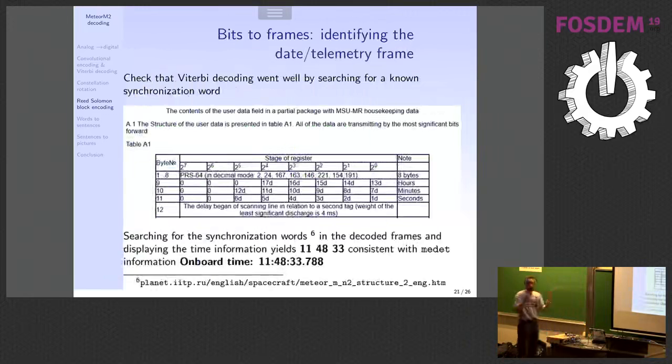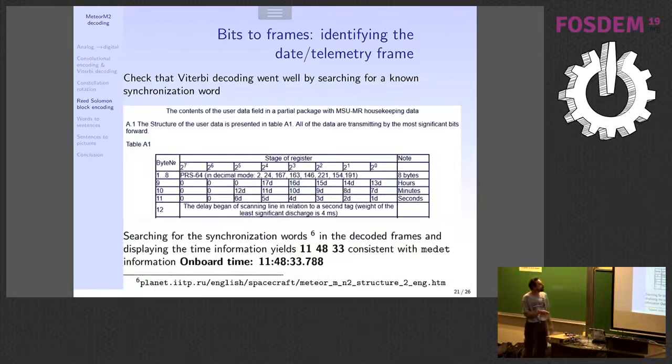Good, so we claim to have found out how to work with the Viterbi decoder. We claim to have understood how Reed-Solomon is working. So are the bits that we get out of a Viterbi decoder valid? I can claim now I've done the job, I can go away. Well, we want a picture. We don't want a random set of bits.